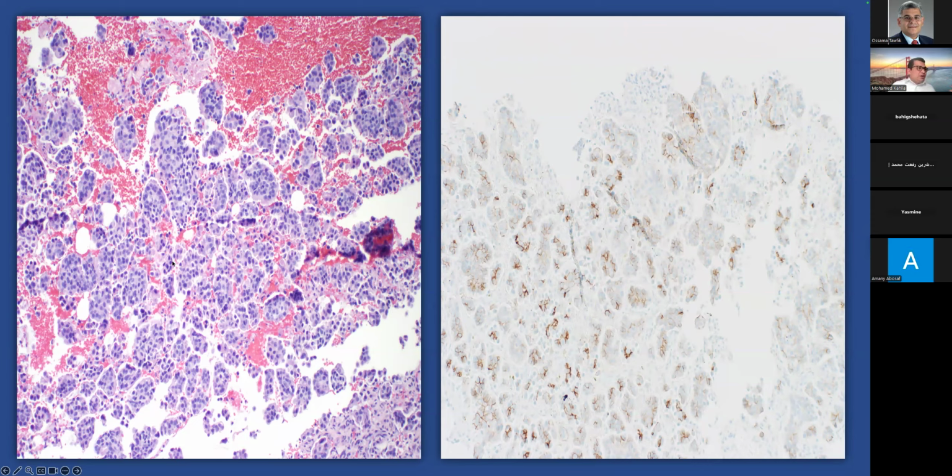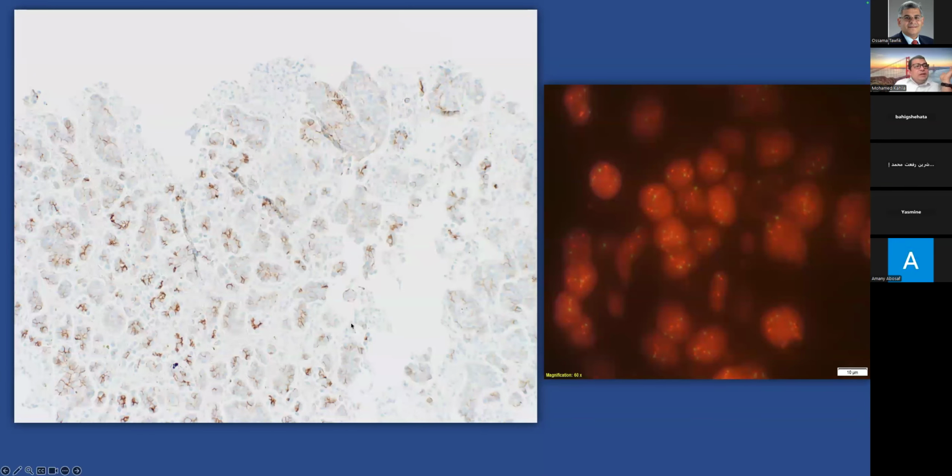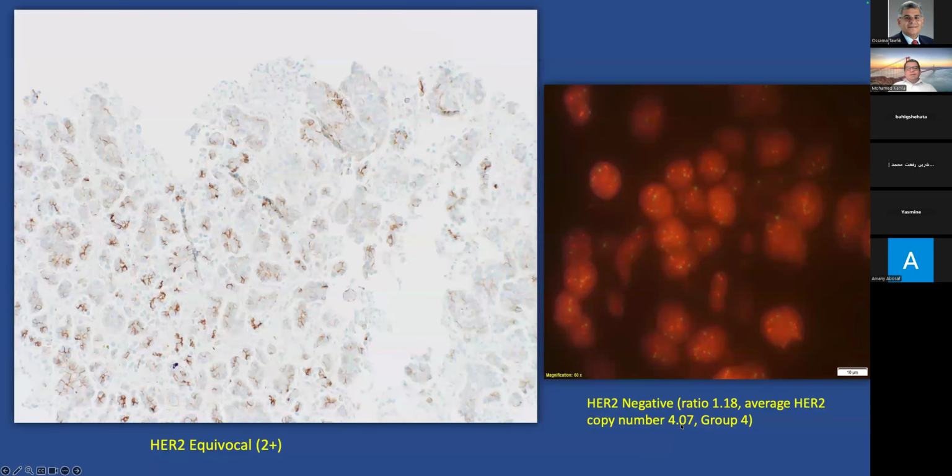So this is a case which I encountered and it had that basolateral pattern, but really I don't have more than 20% of them with a strong basolateral pattern. So I called it 2+ and I sent it for FISH. And on the right side, you can see the FISH, the small red signals represent the HER2, and the green signal represents the CEP17. So this case turned out to be HER2 negative, group 4. The ratio was 1.18, but the copy number was 4.07, so it's negative.